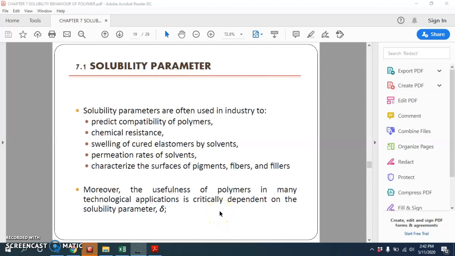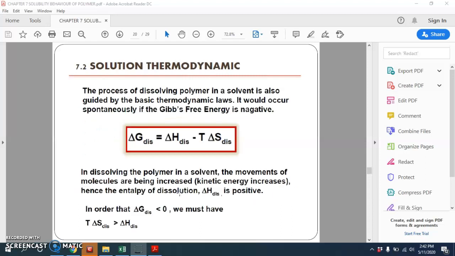So solubility parameters are often used in industry to predict compatibility of the polymer used in the chemical resistance test, swelling of cured elastomer by solvent, formation rates of solvent, characterization of the surface of pigment, fibers, and filler. Moreover, the usefulness of polymer in many technological applications is critically dependent on the solubility parameter.